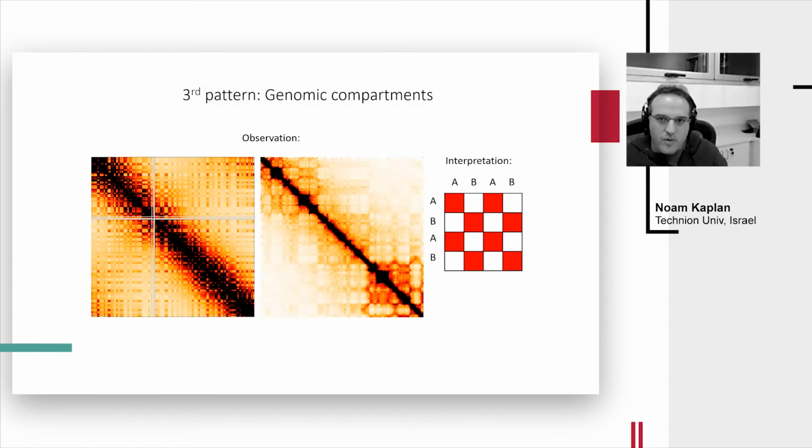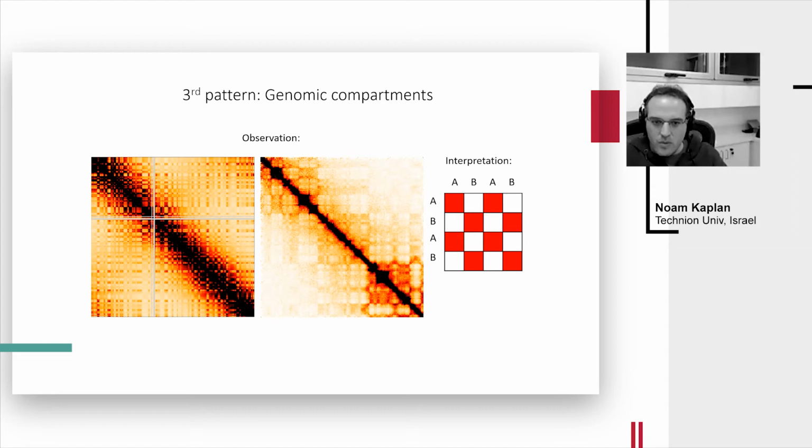So now I want to move on to the third pattern, which is genomic compartments. Again, just to remind you what this is, it's this checkerboard-like pattern that we see in maps, okay? And the interpretation, as we saw, is that there are initially 2 states. We'll talk a little bit about the number of states in a little bit, but initially there are 2 states and each state interacts with itself.